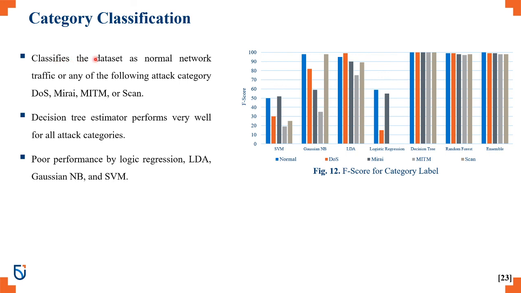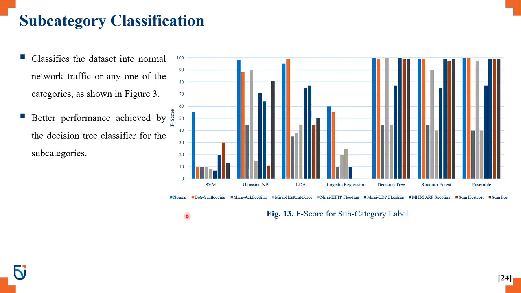In category classification, the dataset is classified as normal or any of these four attack categories. Decision tree classifier performs very well for all attack categories, while these four classifiers perform poorly. The subcategory classifies the dataset into normal or any one of these attack categories. Better performance was achieved by the decision tree classifier for most of the subcategory classification.